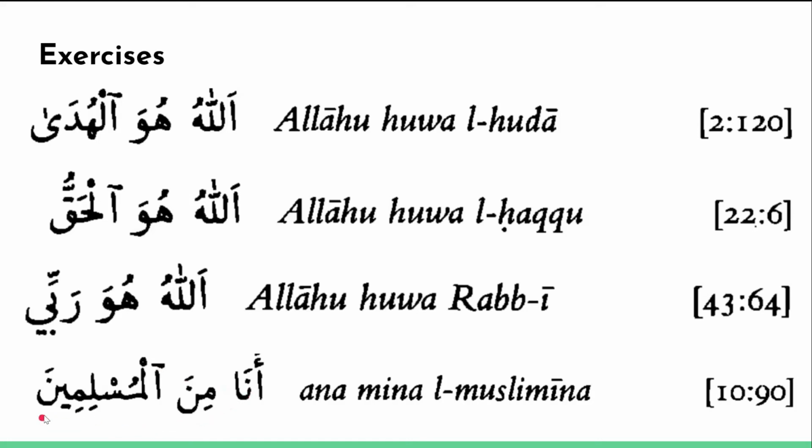Ana min al-muslimin. Ana min al-muslimin. I am from the Muslims. I am from the Muslims. Why is it muslimin instead of muslimun? Because this is in majroor case, because it follows a preposition min. Alright, ana min al-muslimin. I am from the Muslims.